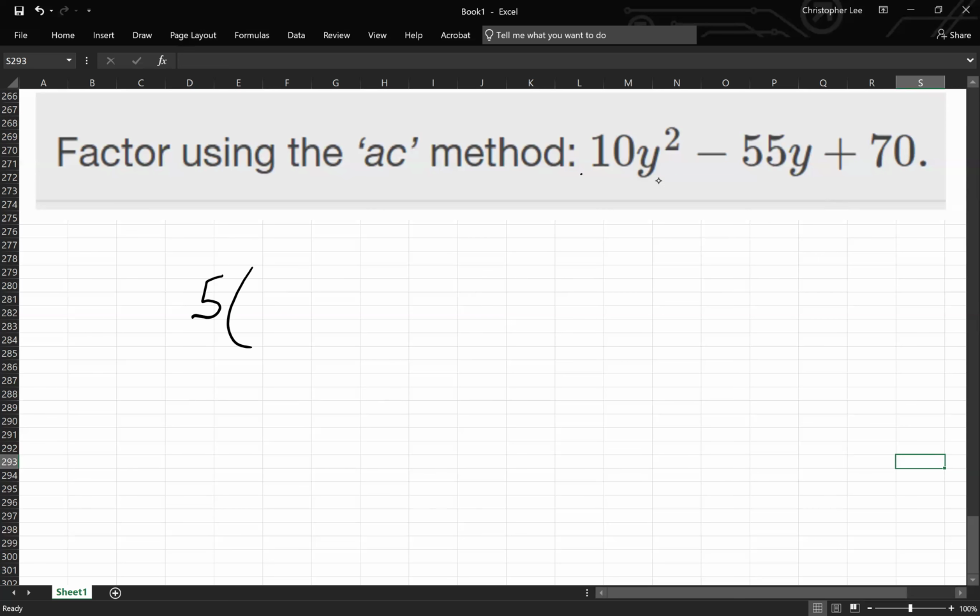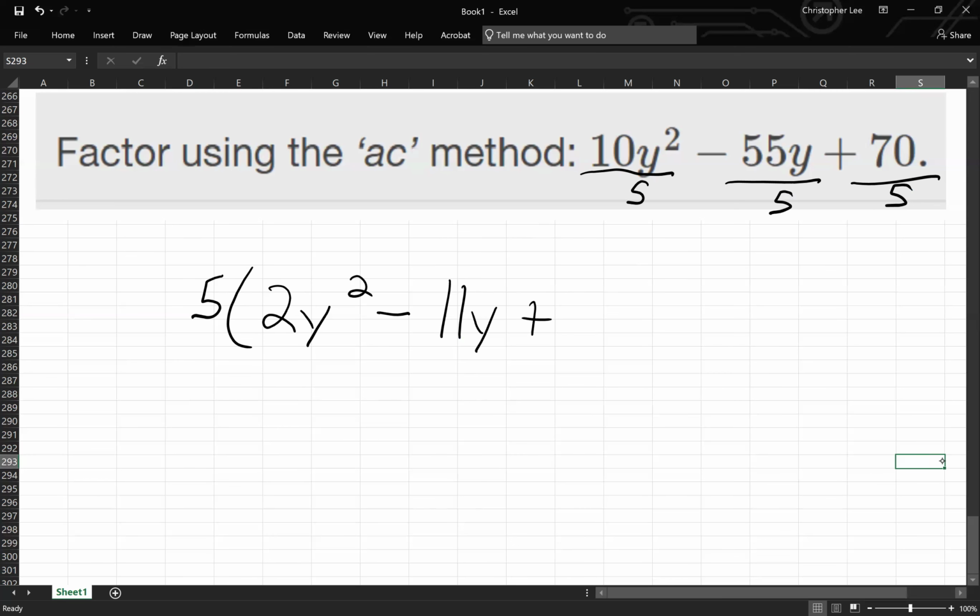So remember, when you factor out a 5, it's like you're dividing by 5. 10y squared divided by 5 is what? 2y squared, right? Minus 55y divided by 5 is 11y. Very good. And then plus, what's 70 divided by 5? 14. Perfect.